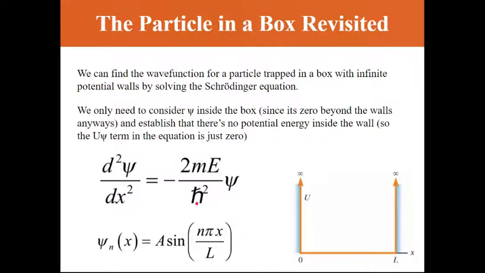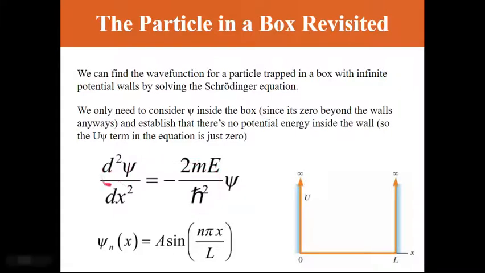Now, if we look back to the particle in the box, we can actually find the correct wave function for it by just using Schrodinger's equation. In section 41.2, we found what the wave function had to be based on the boundary conditions. We can do this by looking at Schrodinger's equation and plugging in what we know. For the particle in the box, there's no potential energy inside, so the U term would be zero.